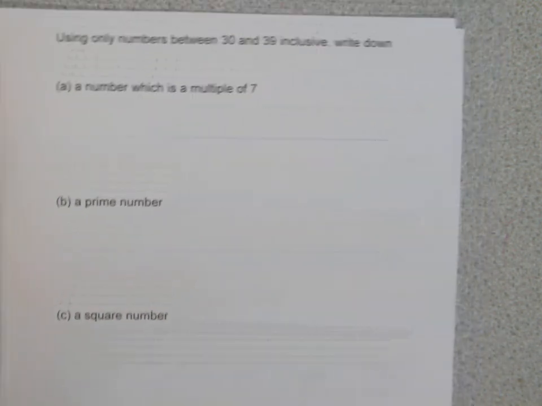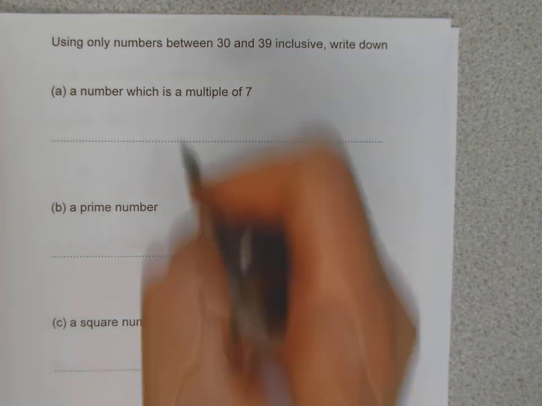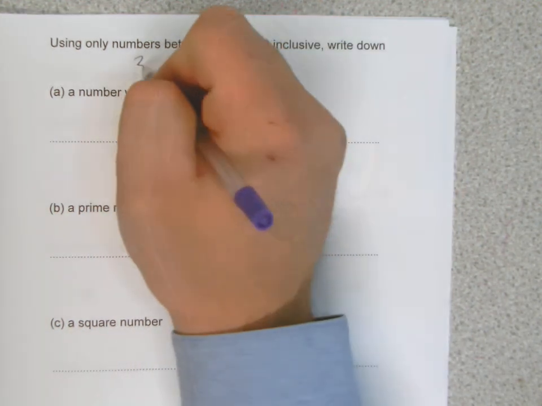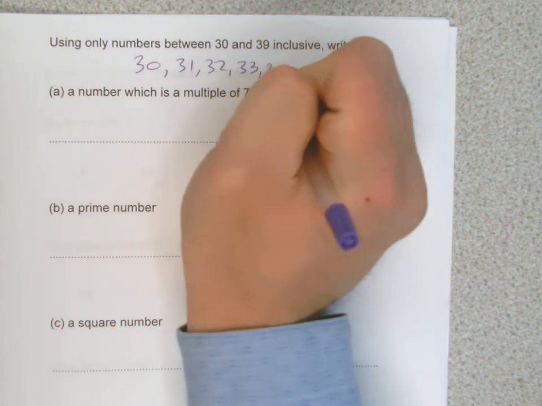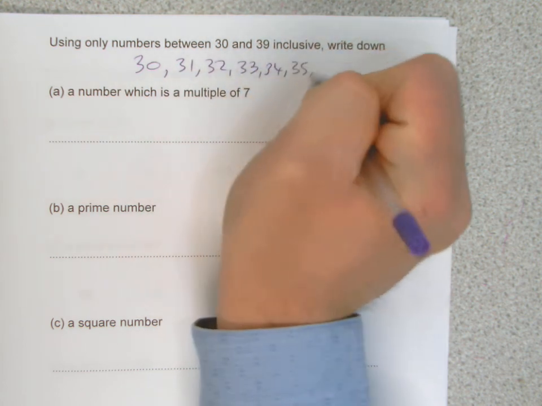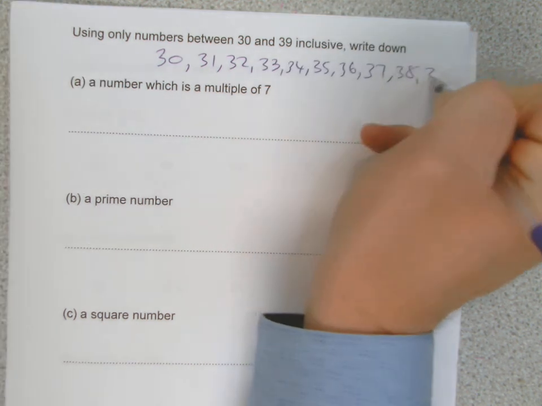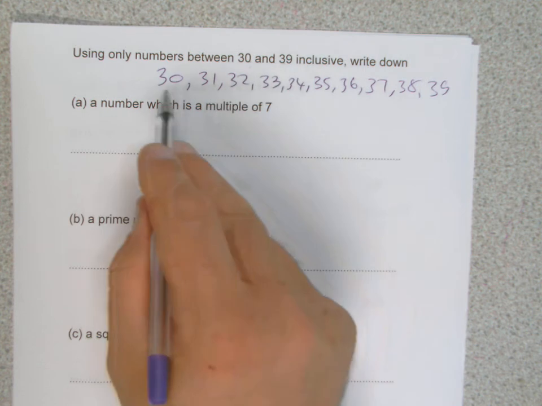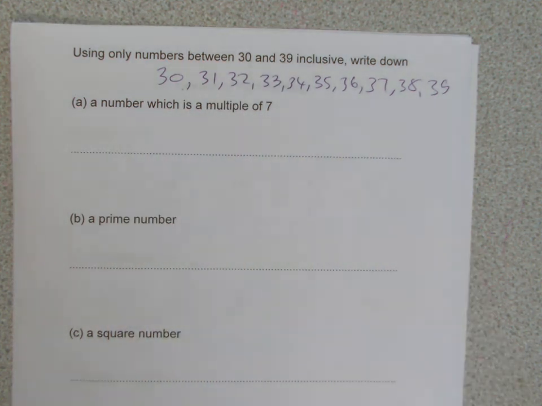Okay, last page says using only numbers between 30 and 39 inclusive, write down a number which is a multiple of 7. Right, so between 30 and 39, basically it's all these numbers, right? And inclusive means that it includes 30 and 39. So between 30 and 39 is all of them, including 30 and 39. A number which is a multiple of 7.